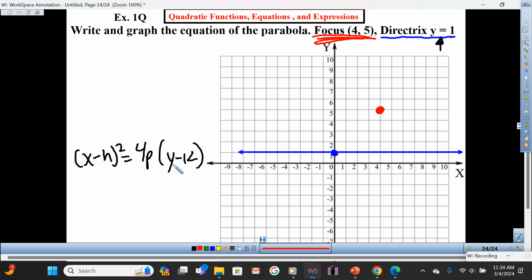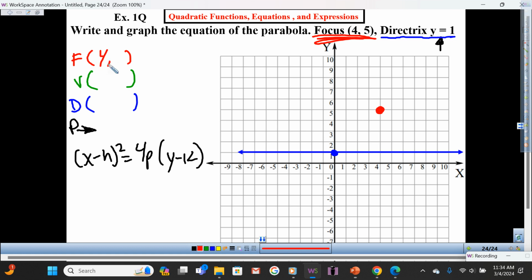So with that said, let's get organized. Over here on the side, we're going to write F for the focus. Right underneath, V in green. Right underneath that, D for our directrix point. And P for the distance between the points. All right. So, what do I write for the focus, everyone? 4, 5. Okay, that was easy.